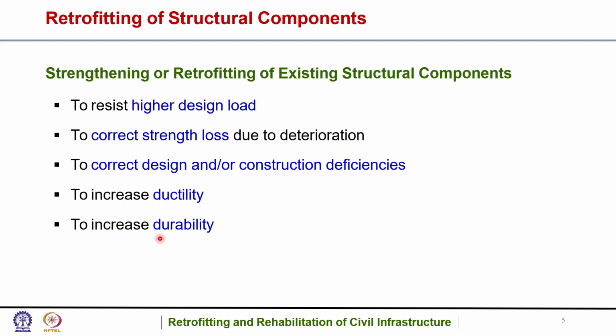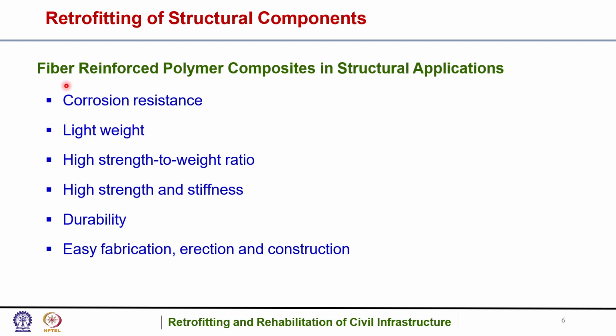increase durability. The fiber reinforced polymer composite has various uses in structural applications because they are corrosion resistant, they are lightweight, they have high strength to weight ratio, they have high strength and stiffness, they are durable, and they are easily fabricated, erected, and constructed.